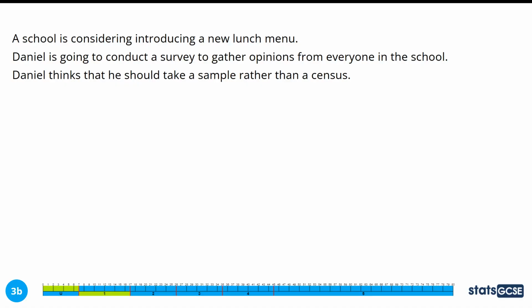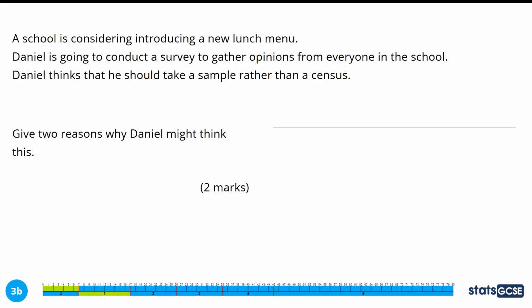Daniel is going to conduct a survey to gather opinions from everyone in the school. Daniel thinks that he should take a sample rather than a census. Give 2 reasons why Daniel might think this. A census would require Daniel asking everyone, yet with a sample he only needs to ask a few people, so it will be cheaper and it will be quicker.